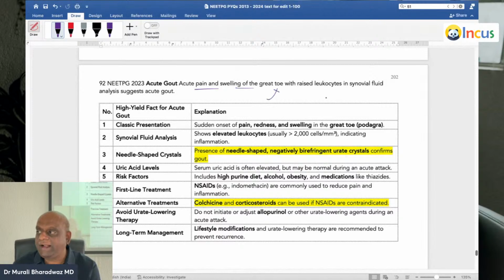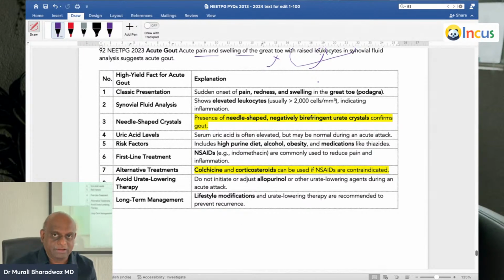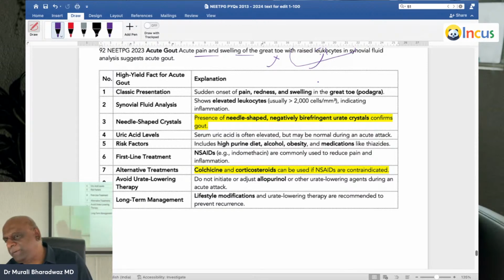Acute pain and swelling of the great toe with raised leukocytes suggests gout. Big toe metatarsal joint is gout. When you start clinical practice, the first gout case comes, you are a lucky guy. Patient says, pain, doctor, along with another 10 attendants. Open his mouth and put one ibuprofen. Ask him to sit outside and drink water. He's relieved. Thank you, doctor.